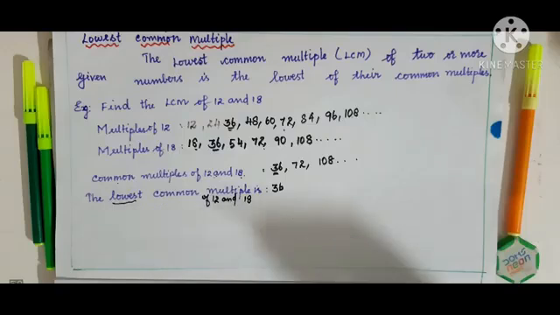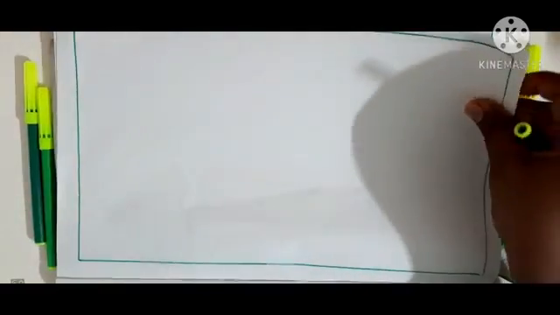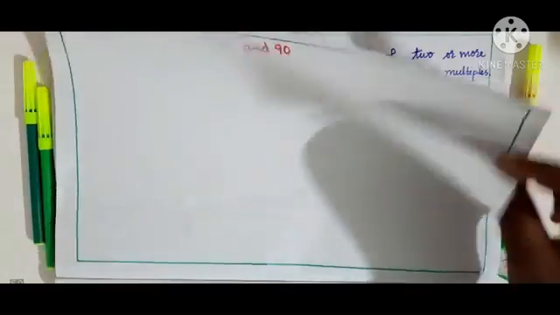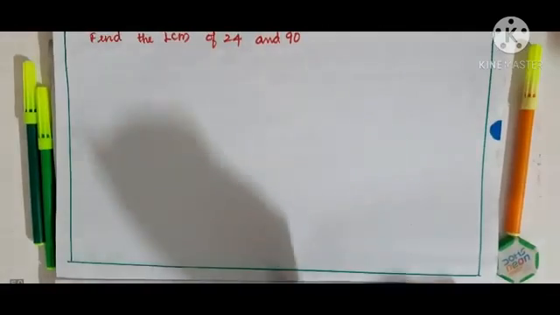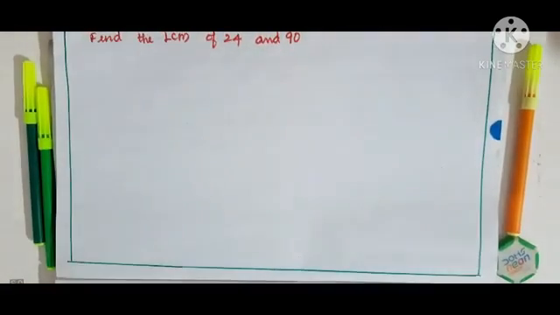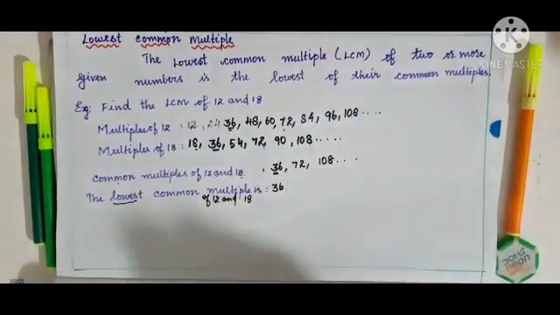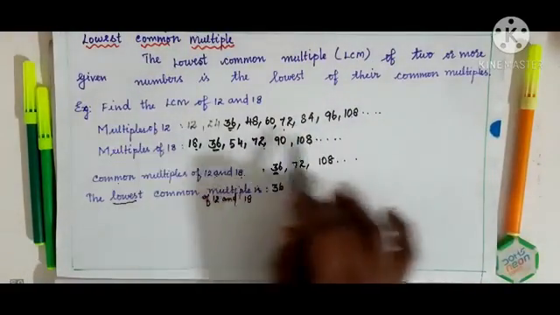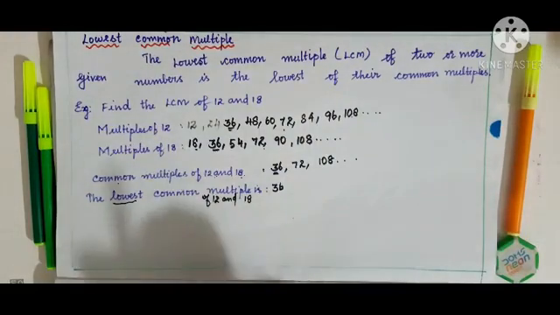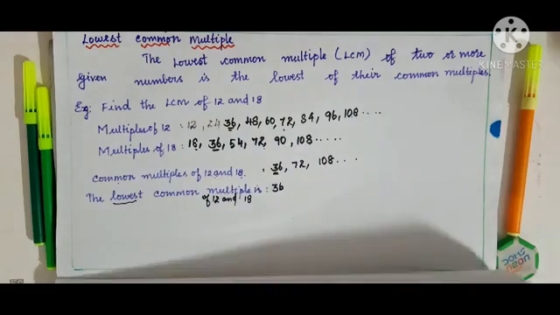If the number is bigger, how will you do it? We can use the prime factorization method. So, find the LCM of 24 and 90. Here we did it by ordinary multiples: you write the multiples and find the common and the least. This is the ordinary way. Here we are going to see the prime factorization method.